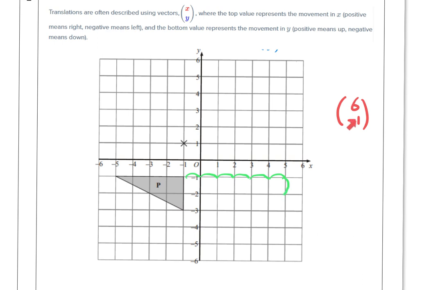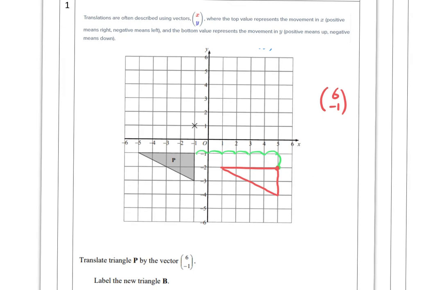Because it is 6 and -1. After you find the image for this point, now you can draw the triangle, because this triangle is 4 units left and 2 down, so you can draw the same triangle, 4 units left and 2 down. Then complete the triangle. So this is the image of the triangle by translation with column vector 6 and -1. Label this triangle B.